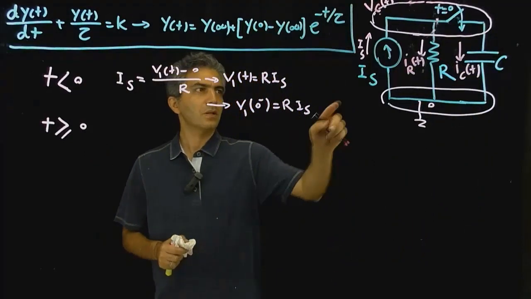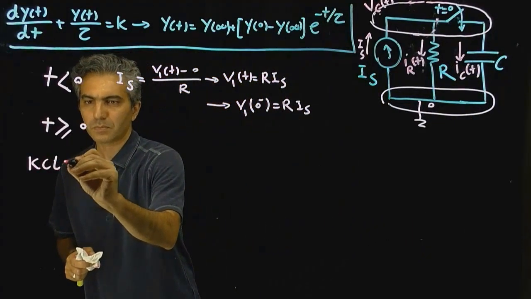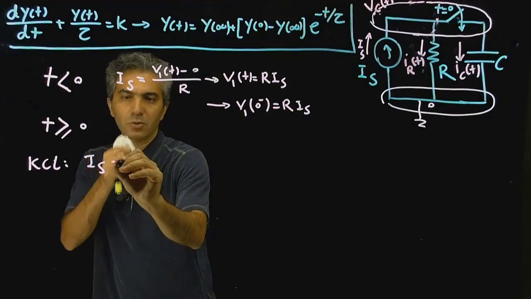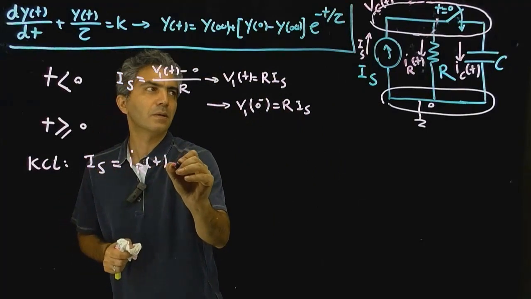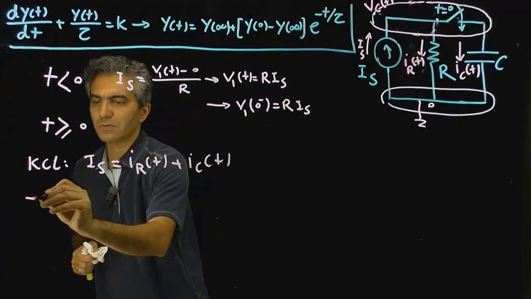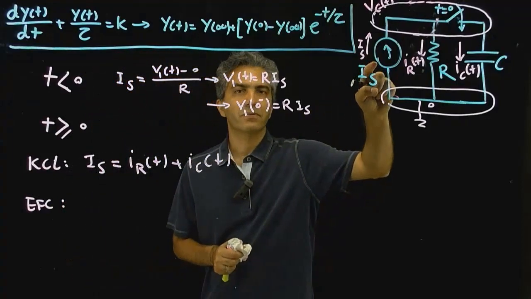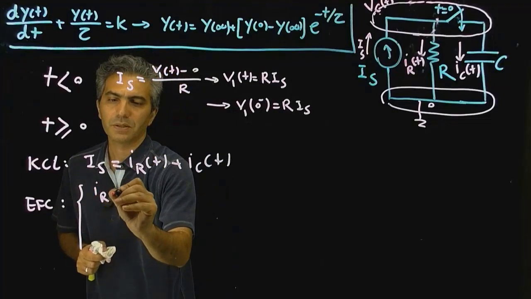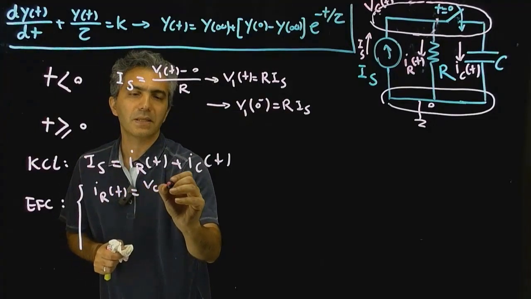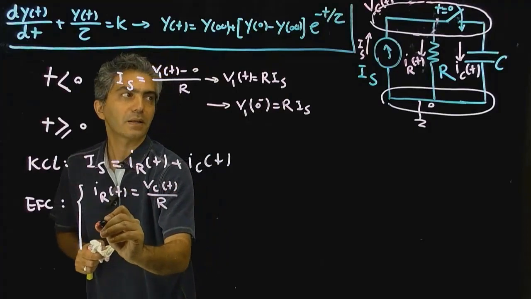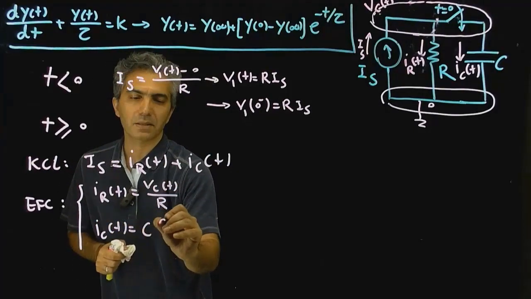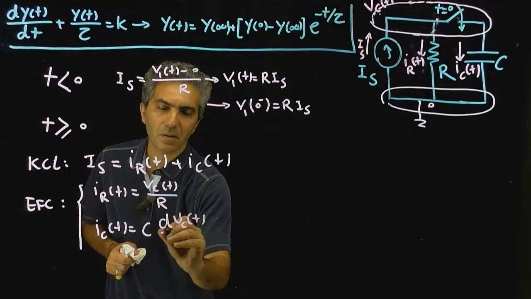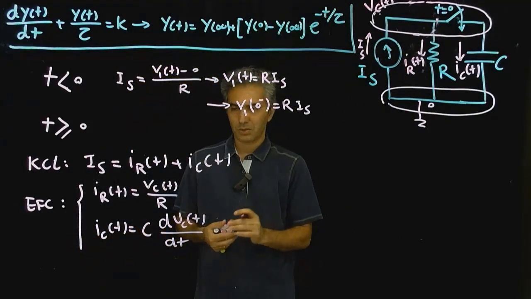Now I start writing the equations. So now I do have a KCL to write. KCL says the IS going into the node VC(t) is equal to IR(t) plus IC(t). And then equations for components. There are 3 components. The equation for that one is already written. There are 2 components to write the equation for. First one, IR(t), is equal to VC(t) minus 0 over R, and IC(t) is equal to capacitance C times the derivative of the voltage across the capacitor, which in this case is VC(t) minus 0, or dVC(t) over dt. And that's it. Now I'm ready to solve this set of equations.